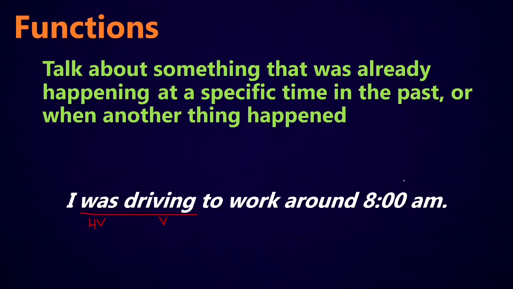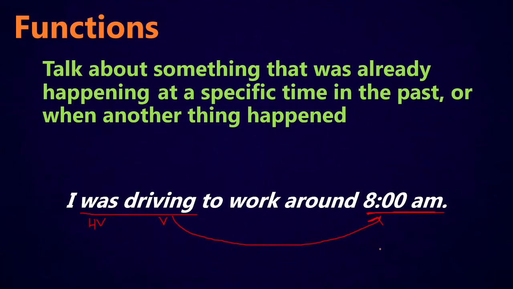Now, if I look over here, I see that there's another time happening. There's a specific time, and that's 8 a.m. So in this sentence, I'm saying that this long action was happening at this time of the day, or around that time of the day. So usually we can think of the past progressive as a long action that's happening in the past when we're comparing it to another time or another action in the past.